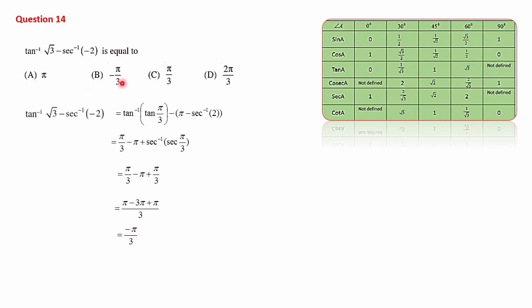So let's check where minus pi by 3 is. It is here in option B. So option B is the correct one.